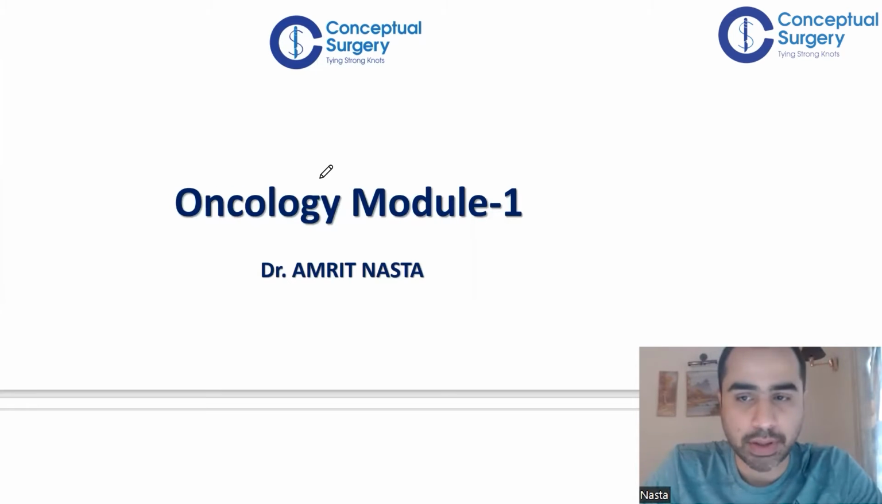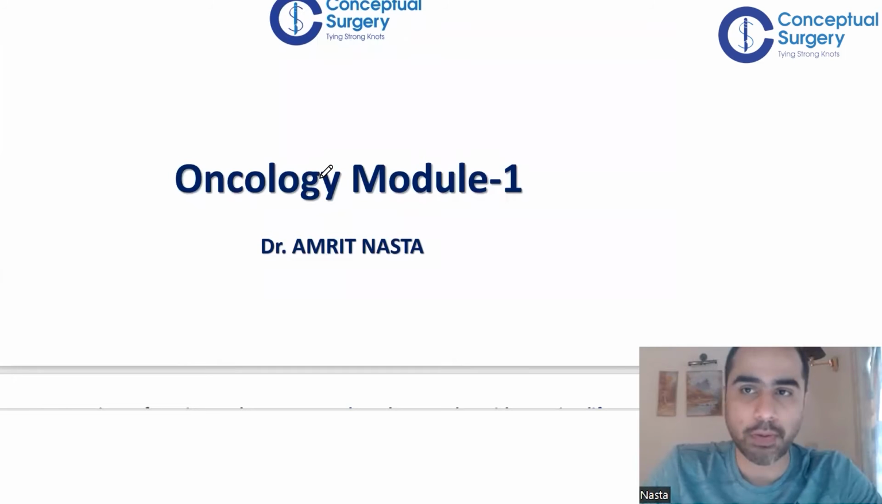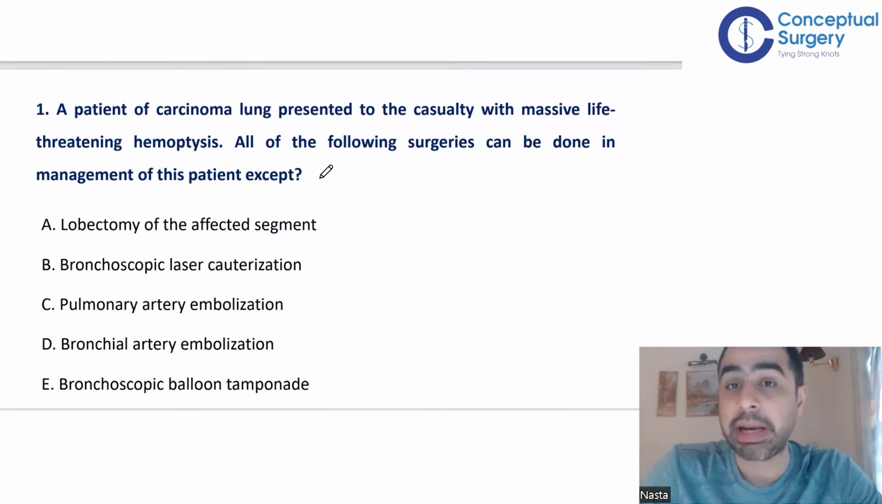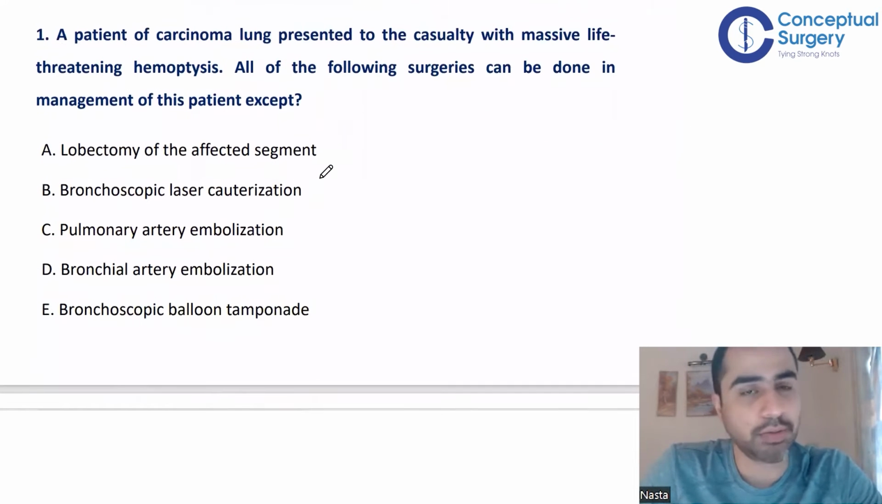So let's start with today's module. That is the first module of oncology. Some of you may be attempting to become oncosurgeons in the future, so this one's more important for you, right? So let's start with the first question here.